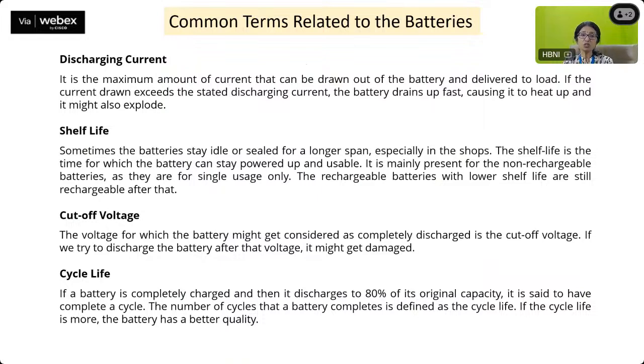Then you have something which is known as a cutoff voltage. This is the voltage at which the battery might get considered as completely discharged. So if we try to discharge the battery beyond that voltage, it will get damaged.